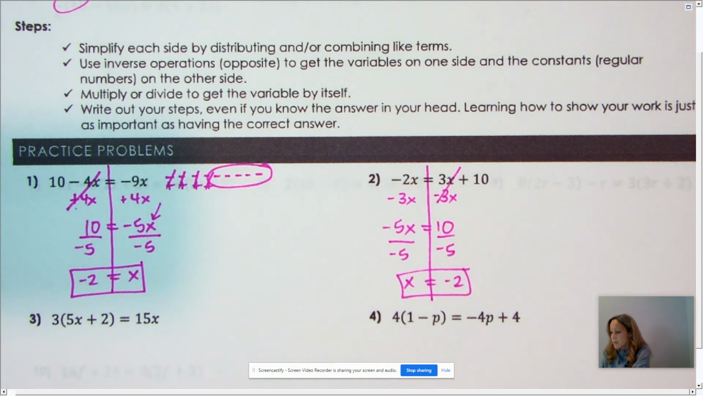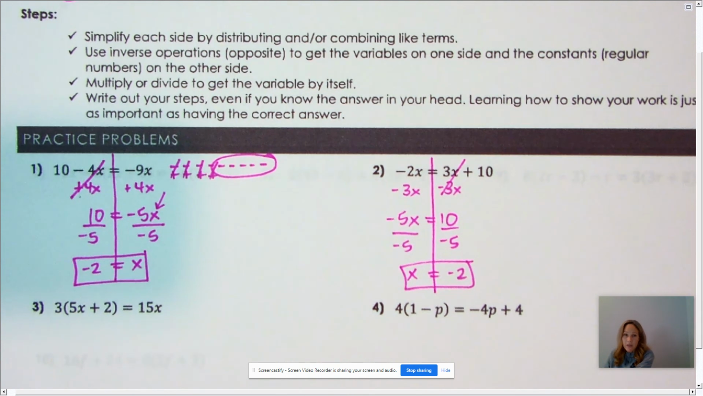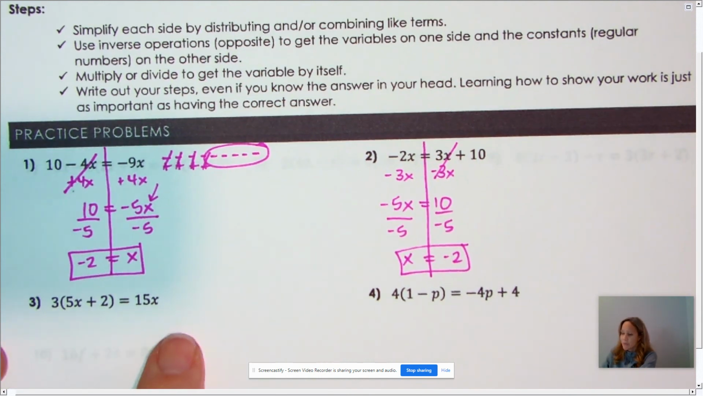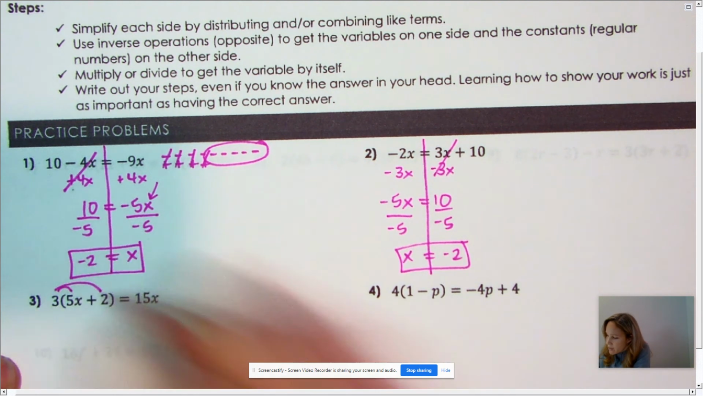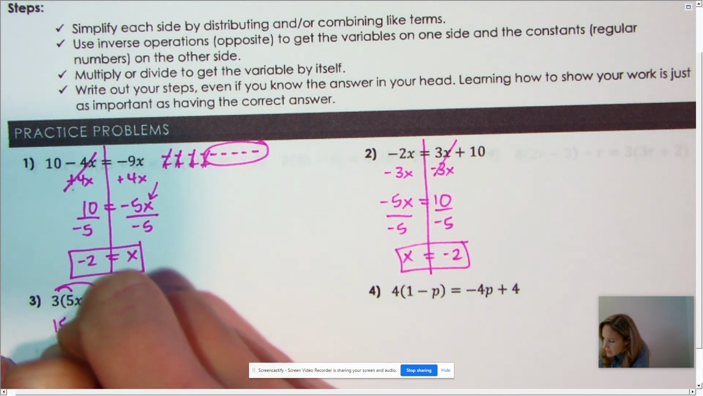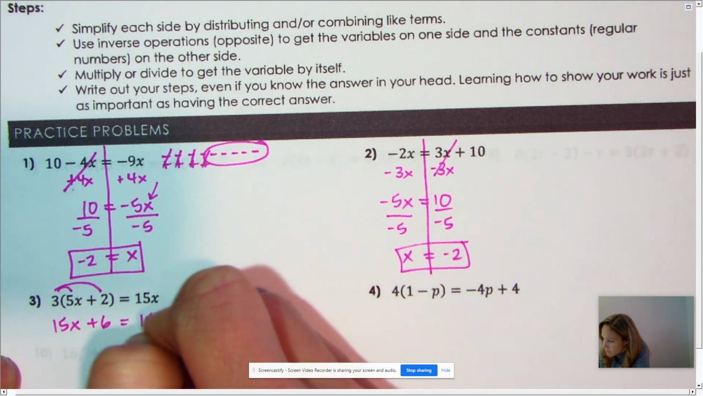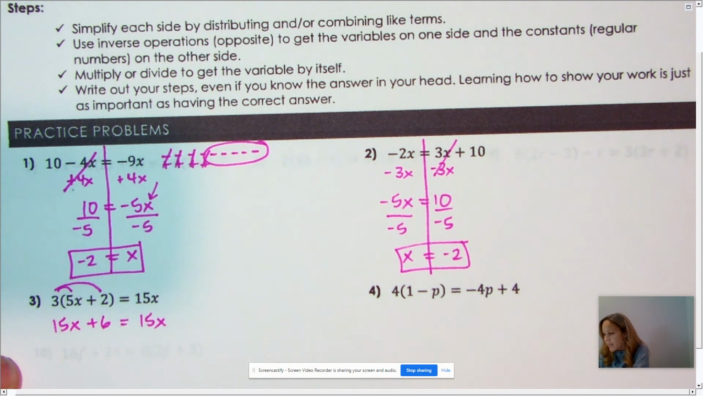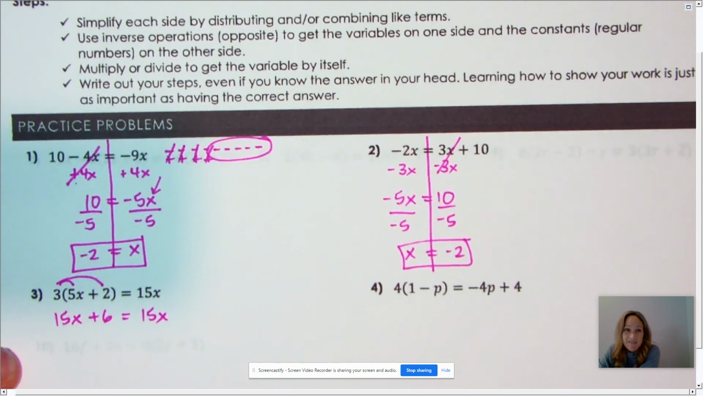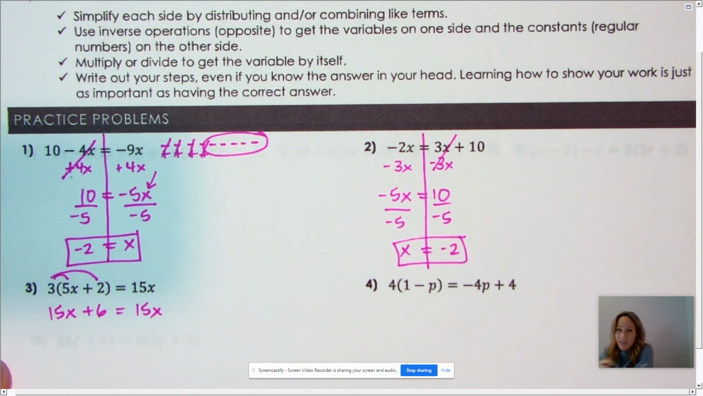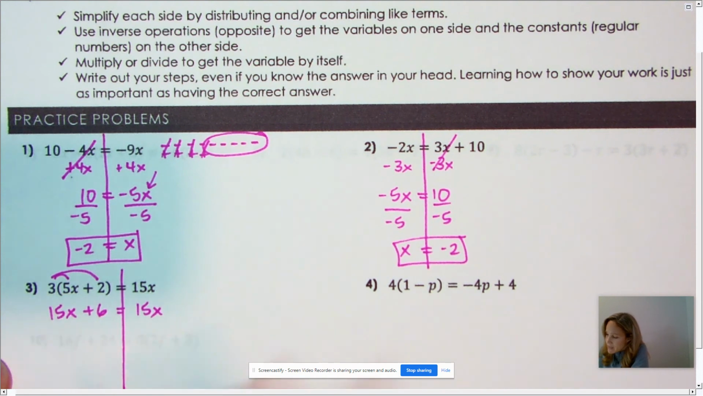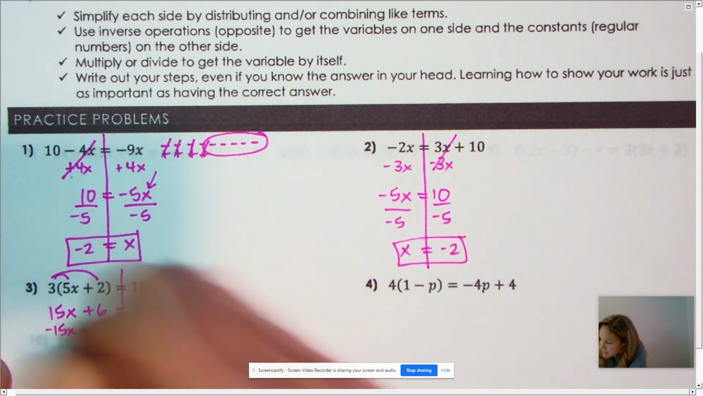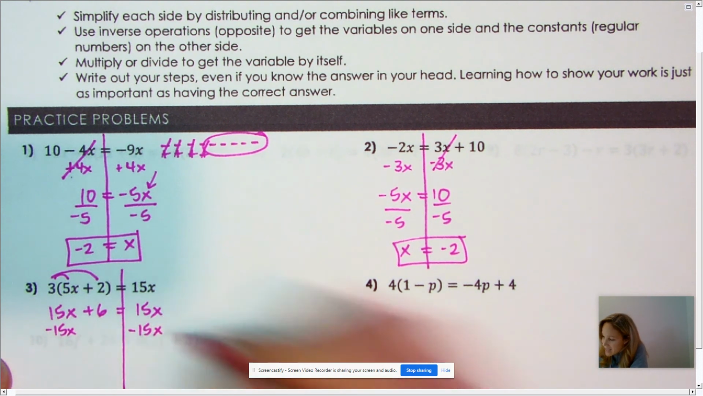Okay, question number 3. Before I can start this one, well, I could divide by the -3 technically, but I think I'm going to go ahead and distribute. So I have 15x plus 6 is equal to 15x. Okay, here's one of those times that I was warning you about. So what happens when we try to cancel out the x's from this side? So I'm going to go -15x, and I'm going to do the same thing on this side.